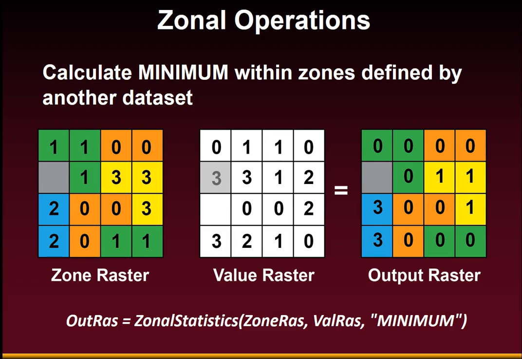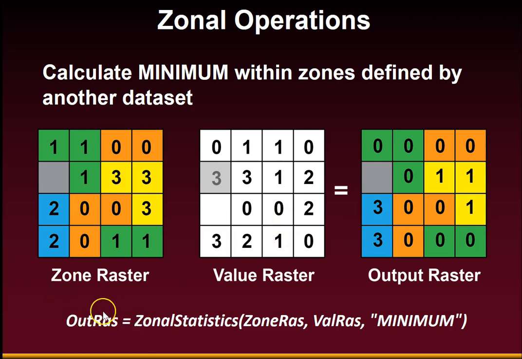Here, we're going to calculate the minimum statistic within zones that are defined by a zone raster. On the left here, we have the zone raster with 4 different zones, numbered 0, 1, 2, and 3. The gray cell with no number in it is a null value. In the middle here, we have the value raster. These are our raster values on which we are going to compute the minimum statistic.